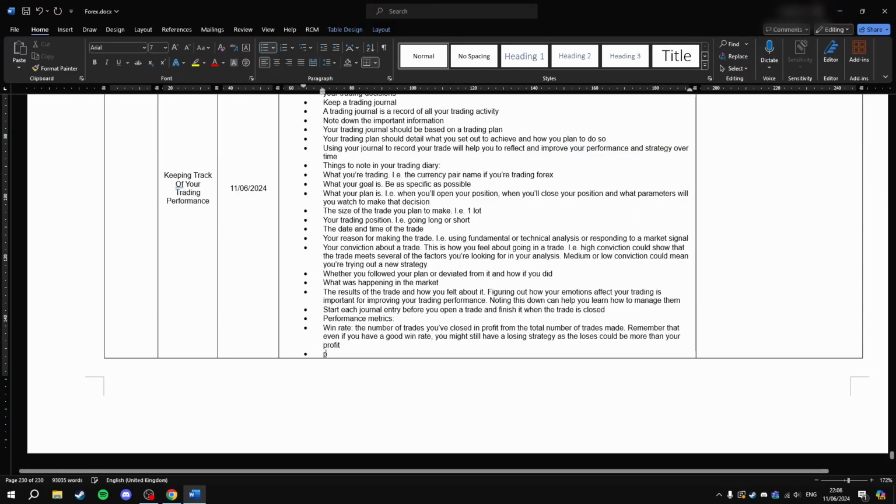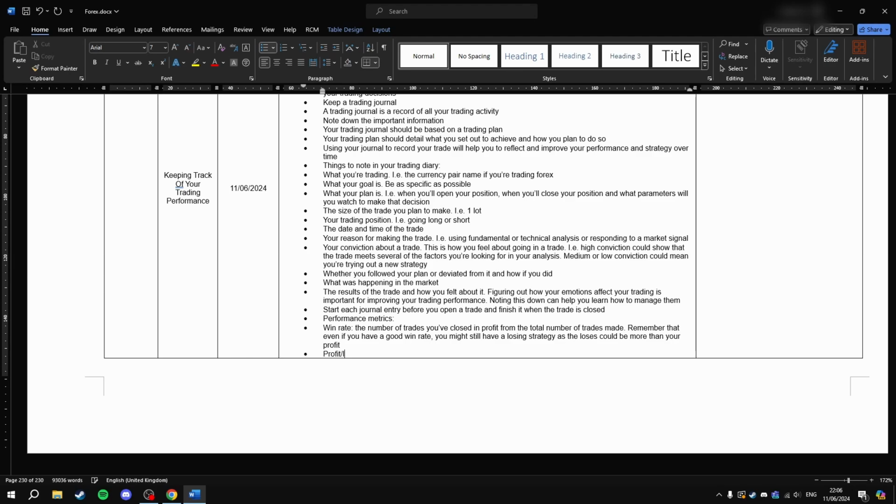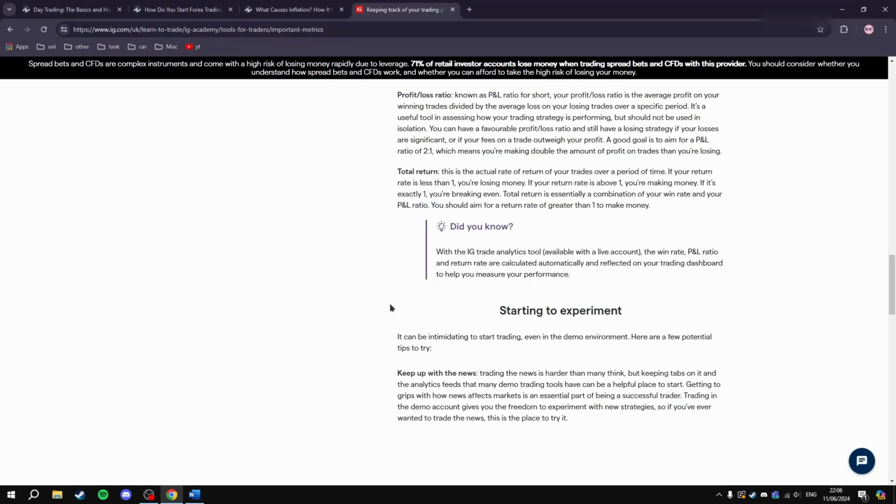Profit loss ratio, also known as P&L ratio for short. Your profit loss ratio is the average profit on your winning trades divided by the average loss on your losing trades over a specific period.